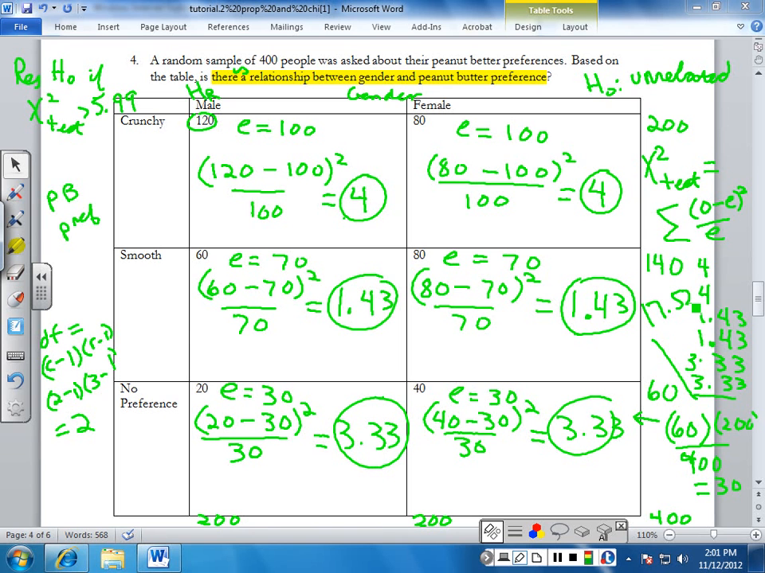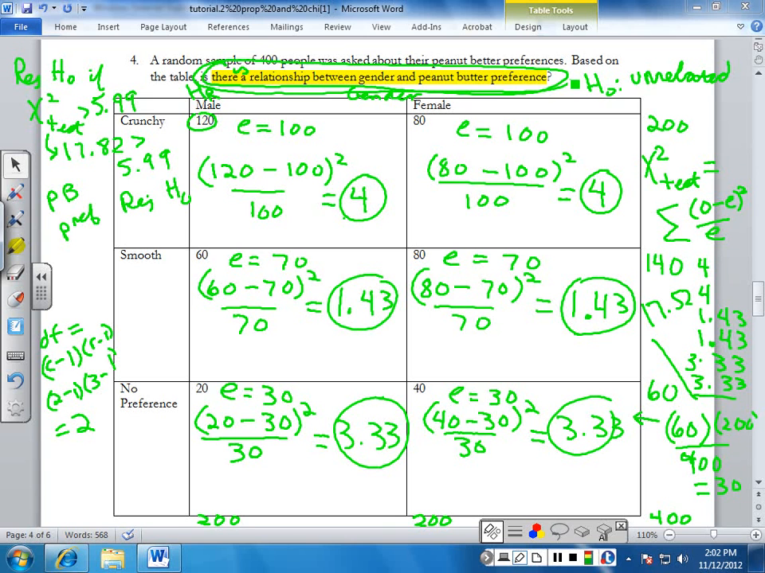So we said we reject if chi-square test is greater than 5.99. It's 17.82, which is greater than 5.99. So we reject HO, and we conclude that there is a relationship between gender and peanut butter preference.